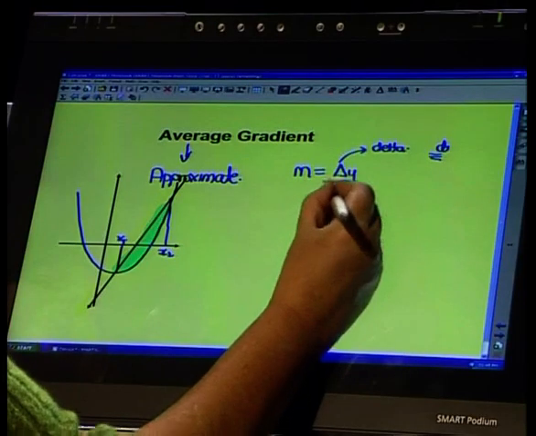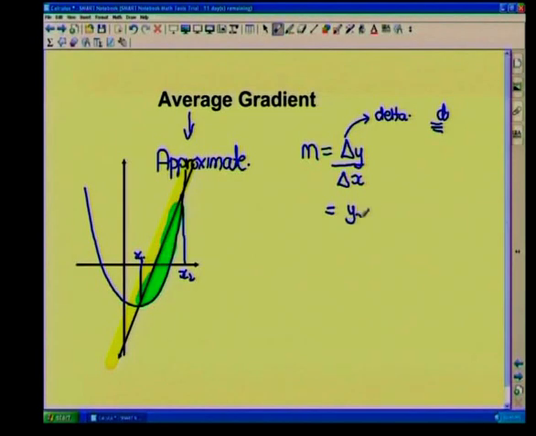Right, so what do I mean by change in y? I mean, let's take y2 minus y1 and divide it by x2 minus x1. And of course, you will know that as the gradient formula you've done in your analytical geometry from grade 10. And in fact, in grade 9, you would have used it to find the equations of straight lines. So it's not a new concept to you at all.